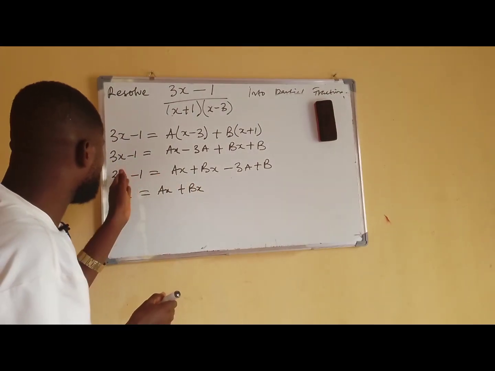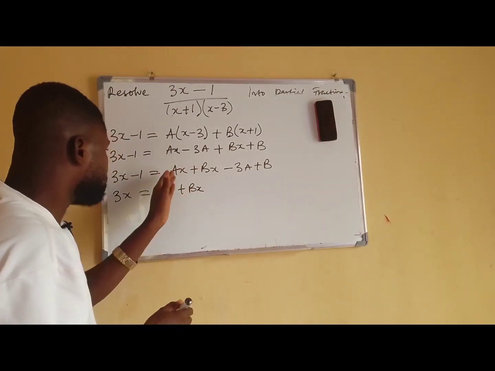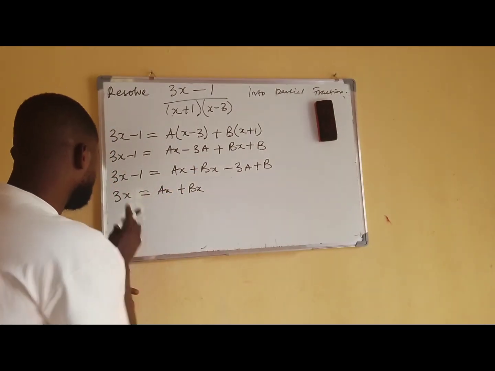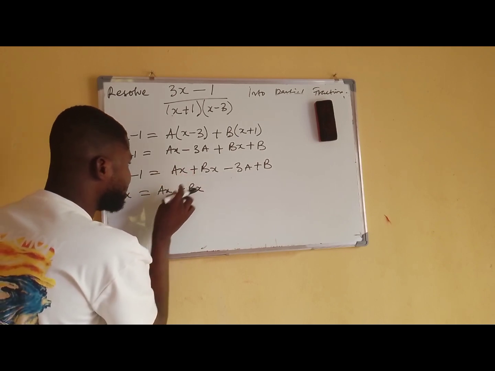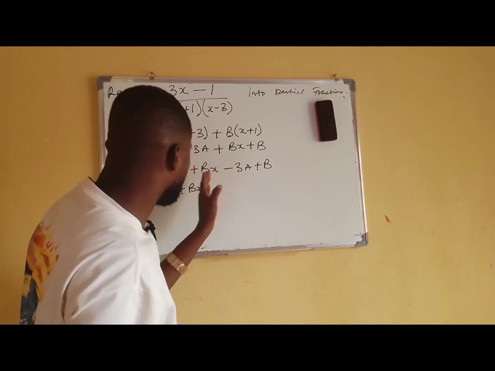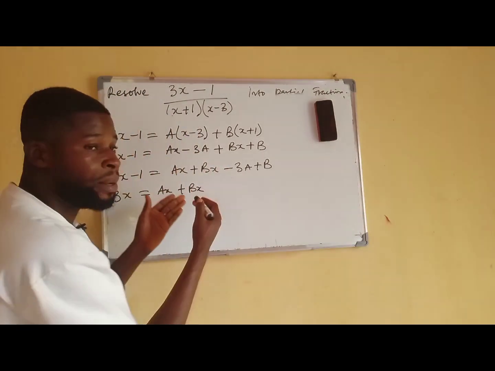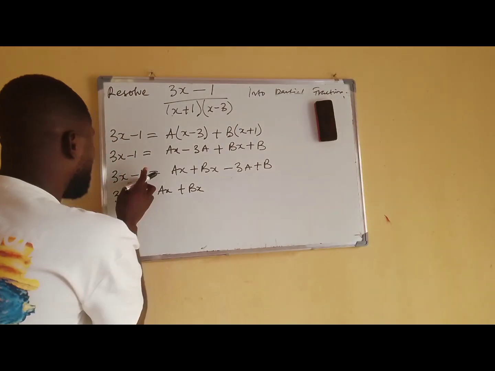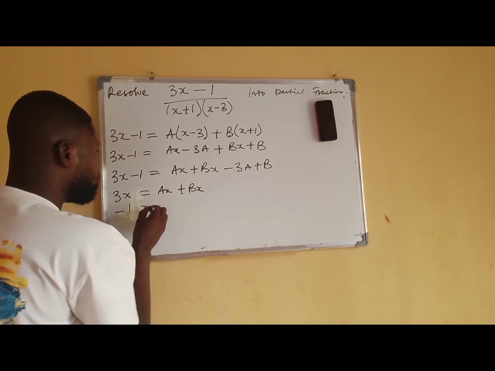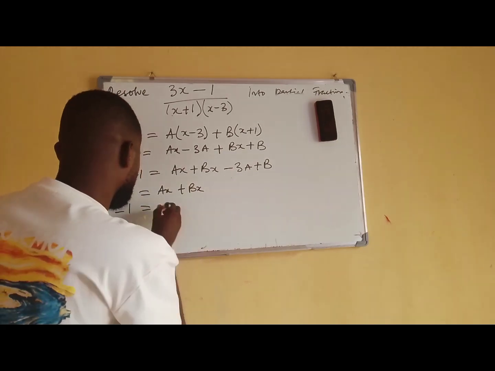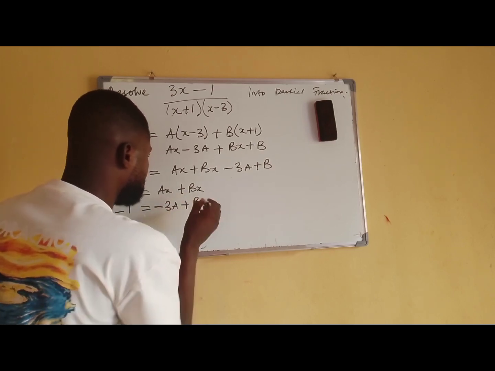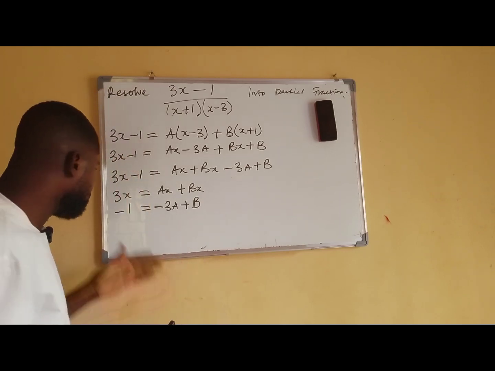What are you doing? You are trying to select those of them that have variables in them separately, and those of them that do not have variables in them also separately. Now 3x is equal to ax plus bx. If we still have more other things that contain x, we will still separate them together. Now we are coming to the constant, which is minus 1, will be equal to minus 3a plus b.